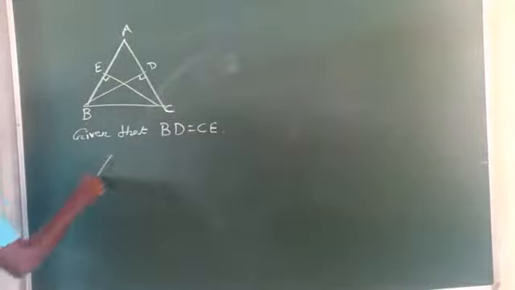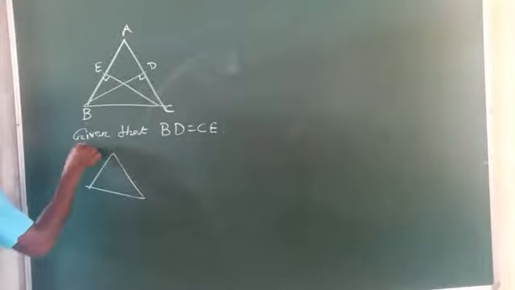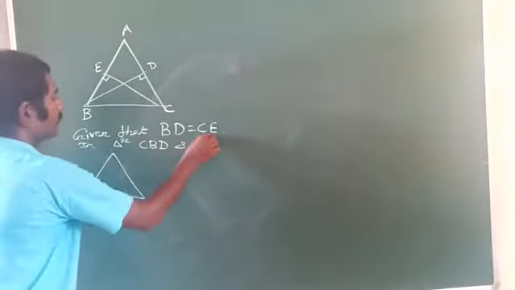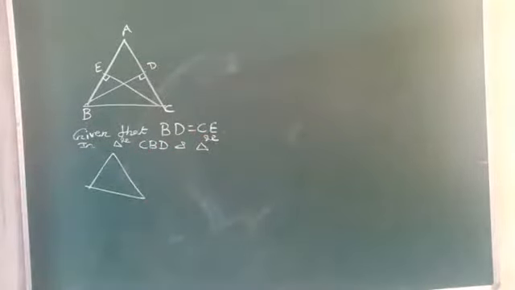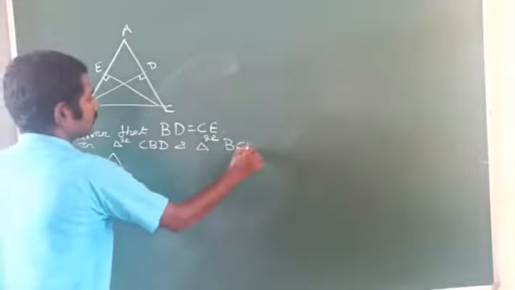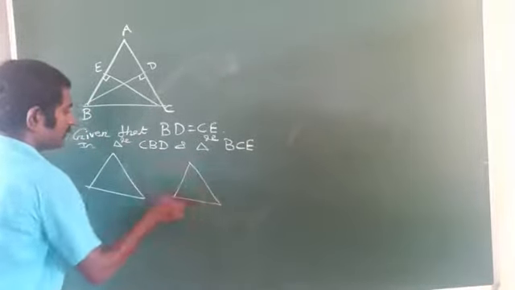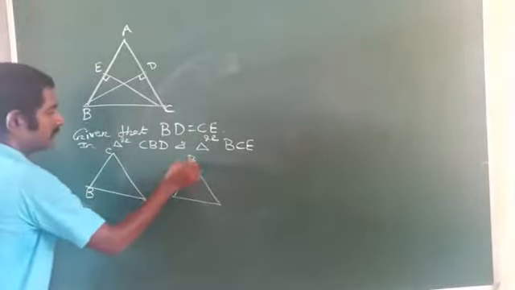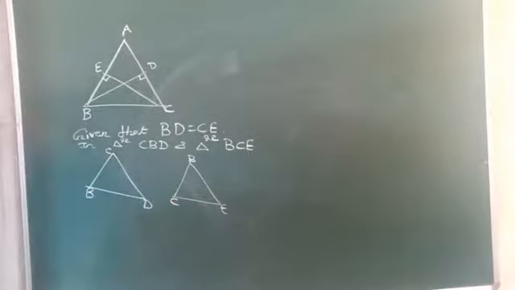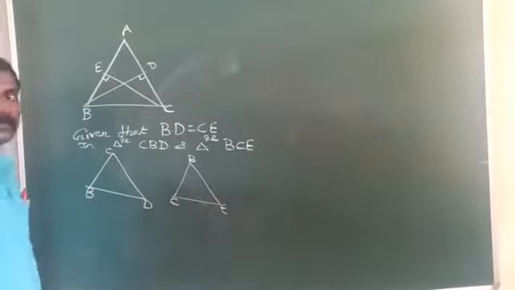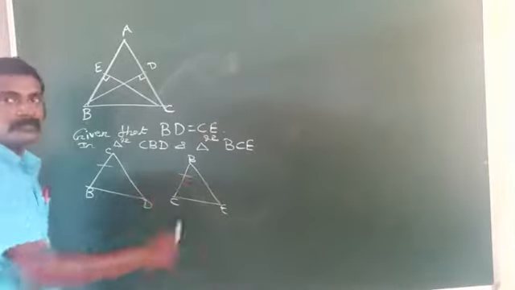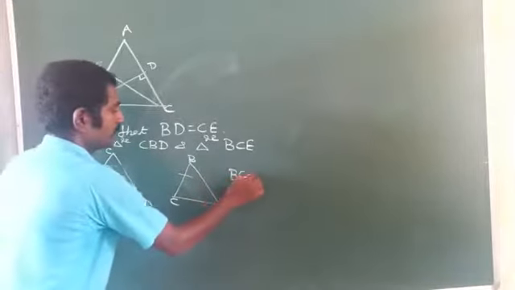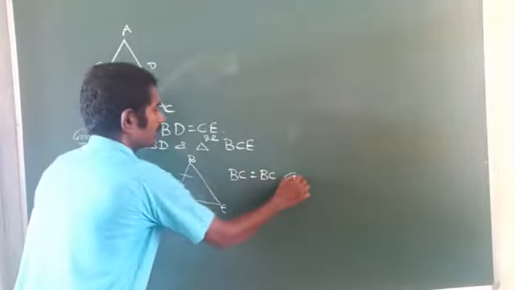In which two triangles? In triangle CBD and triangle BCE. They asked us to find the three equal parts of triangles CBD and BCE. Now clearly we can say that BC equal to BC, because it is a common side.